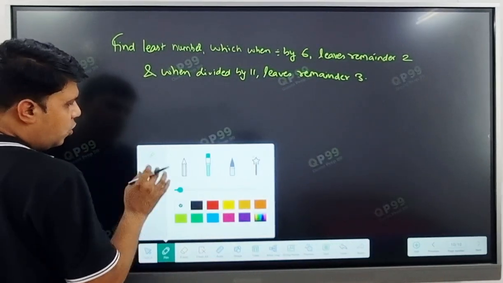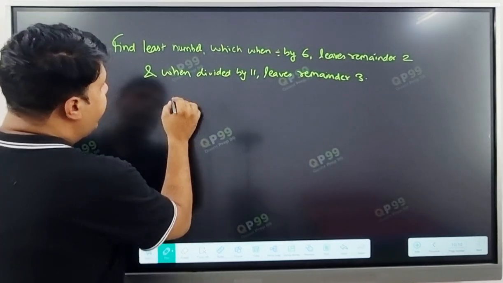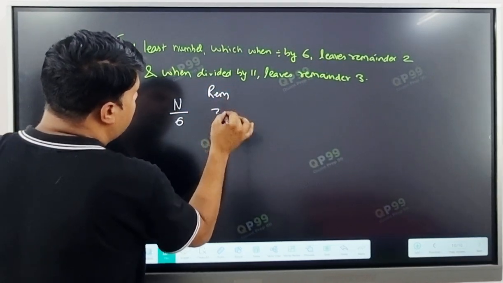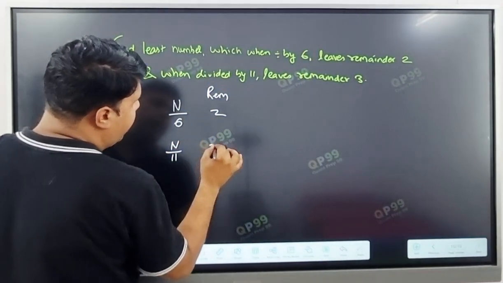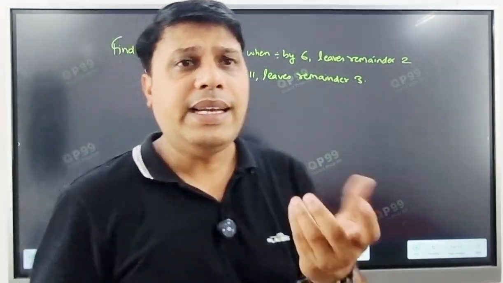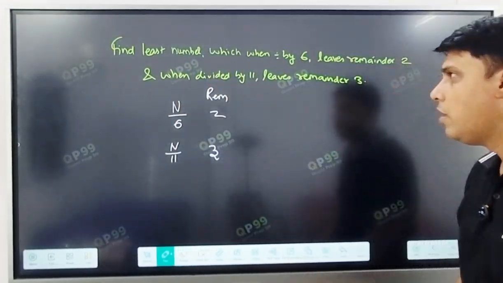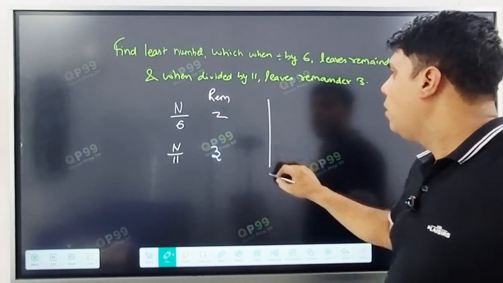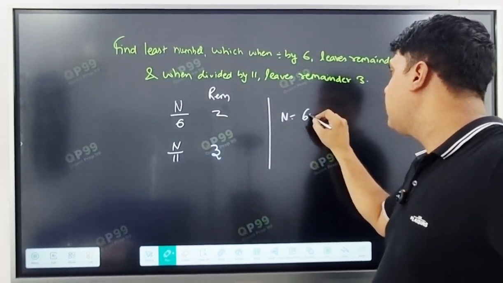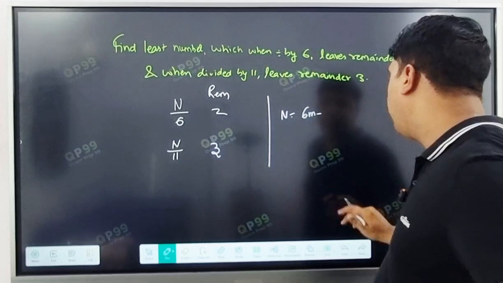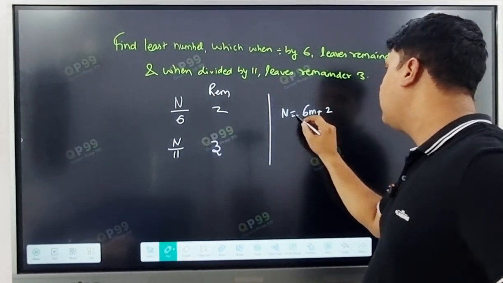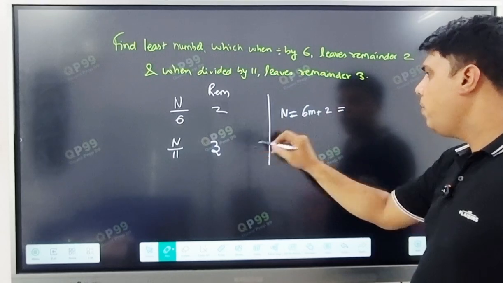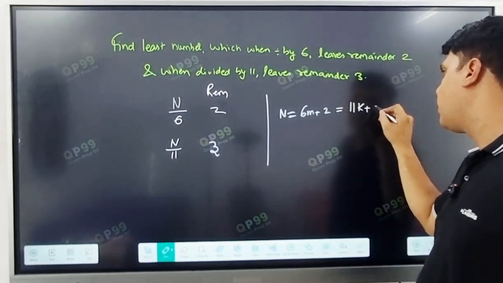right? So what we have to do is find a number which when divided by 6 the remainder is 2, and which when divided by 11 the remainder is 3. We have to find the least number, right? Okay. And basically the remainder theorem talks about natural numbers, right? So you can write this number as a multiple of 6 plus 2, something like that, the multiple of 6 plus 2, right? And similarly it should be equal to a multiple of 11 plus 3.